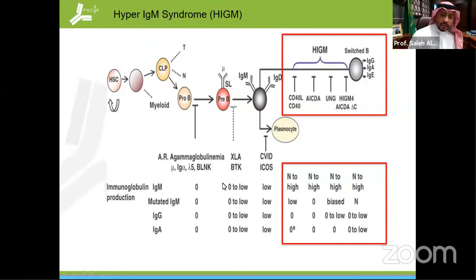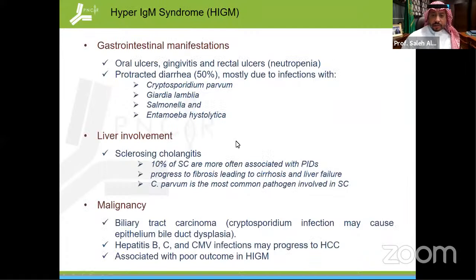The other disease entity is the hyper IgM syndrome, which is an isotype switching defect. So patients will not be able to switch to other immunoglobulins like IgG, IgA, IgE. Therefore, those patients might also have manifestations related to their disease pathology and pathophysiology. We do see a good number of patients with GI manifestation.